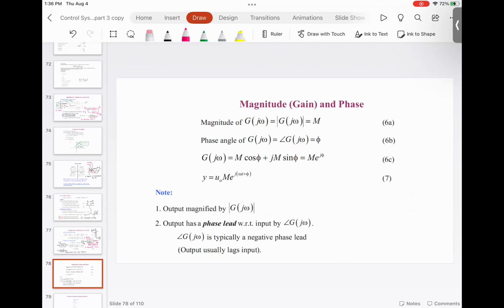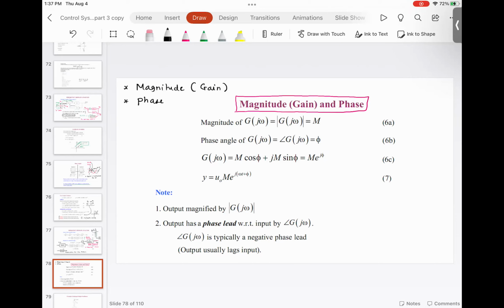And the important part, which I just want to emphasize, is that magnitude is also called the gain. And gain and phase are two important parameters that are studied when we look at the design of control systems. So I just want to emphasize this. There is something called magnitude, which is nothing but gain, and phase. So for linear systems, magnitude and phase play a super important part.